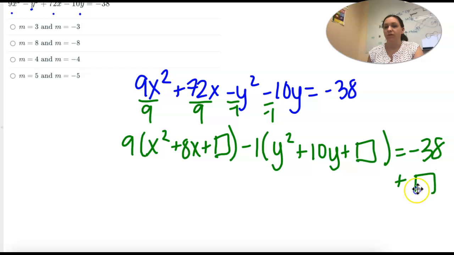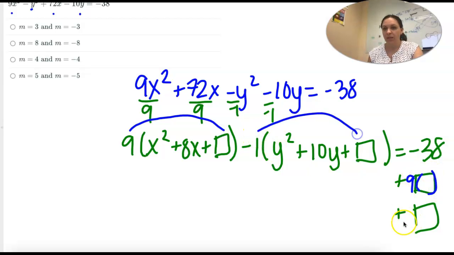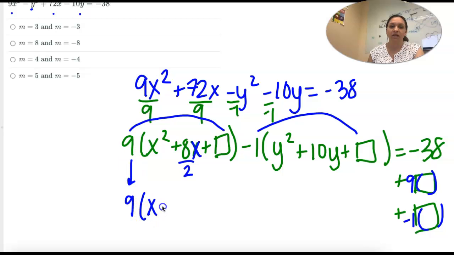And then we'll add those numbers on. Okay, so this number is going to be 9 times something, and this number is going to be -1 times something. So take the middle term, divide by 2. So I have 9 from right there, x plus 4 squared. That 4 gets squared here, so 16. Minus, I'm not going to write the 1, but there's a 1 there.